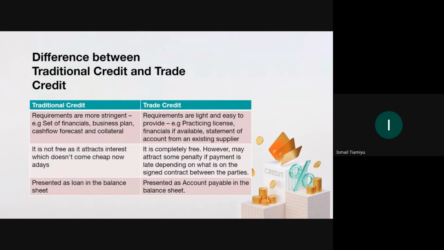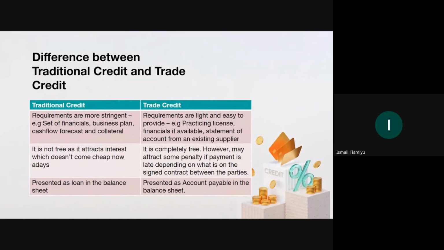Now I'm going to talk about the difference between trade credit and traditional credit. So traditional credit has prerequisites or requirements that are stringent. They are not always easy to get. Like, it's not easy to get bank loan, particularly in this Nigeria that we have. They may ask you to provide a set of financials, which most pharmacy owners do not have.